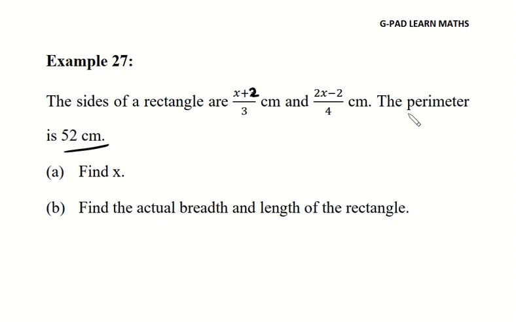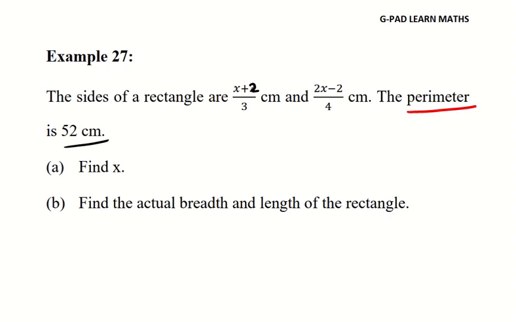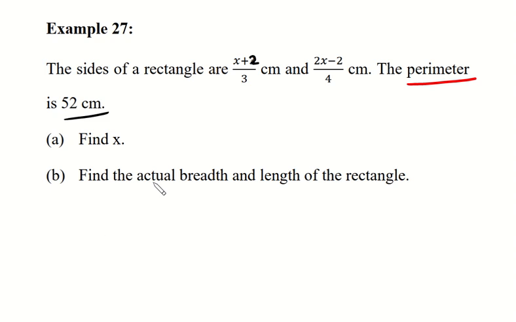We're given the perimeter. Remember, from the known, you must find the unknown. Can I say that again? From the known, you must find the unknown. What were we given? We're given the perimeter. So I'm going to use this perimeter to find x and the actual breadth and length of the rectangle. That's why you must know these basic formulas.